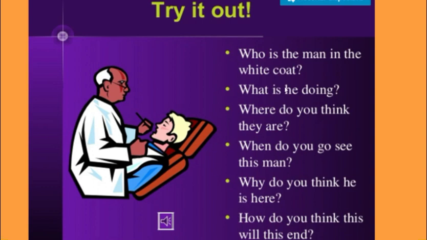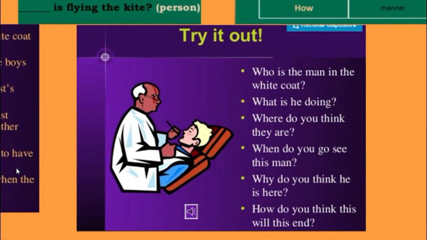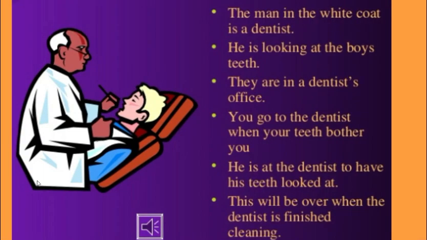Now let's move on to the answers to these questions. It could be possible answers. So for example, guys, tell me, who is the man in the white coat for you? Who is this? Yes, you are right. He is a dentist. Now let's check the answer in this one. We can say, the man in the white coat is a dentist. You are right. In the next question, what is he doing? He is looking at the boy's teeth. You are right.